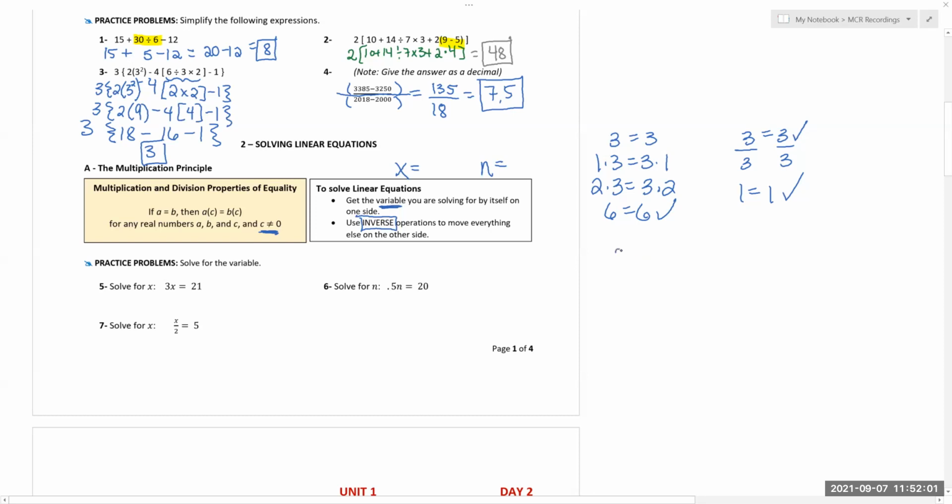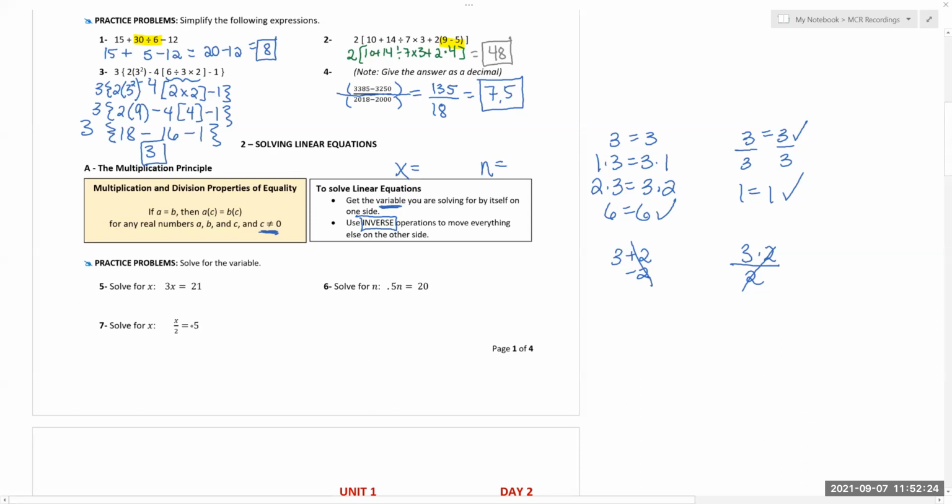So what that means is if it's 3 plus 2, you want to minus the 2, as long as you do it to both sides. If it's 3 times 2, you want to divide by the 2, as long as you do it to both sides. So multiplication and division undo each other, addition and subtraction undo each other. And if you have parentheses, you now go out to in.